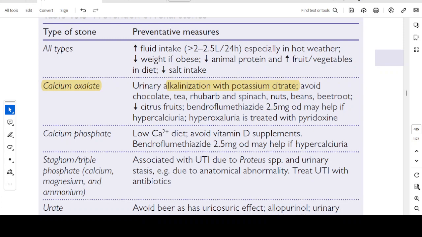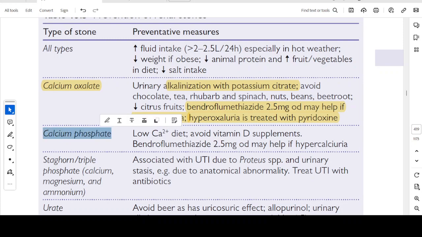Nuts, beans, beetroot. Decrease the citrus fruits. Bendroflumethiazide, thiazide diuretics OD, may help if hypercalciuria is present. Hyperoxaluria is treated with pyridoxine. So, calcium oxalate stones can be due to either hypercalciuria or hyperoxaluria. If there is established hypercalciuria, then bendroflumethiazide will help, and if there is hyperoxaluria, it is treated with pyridoxine.